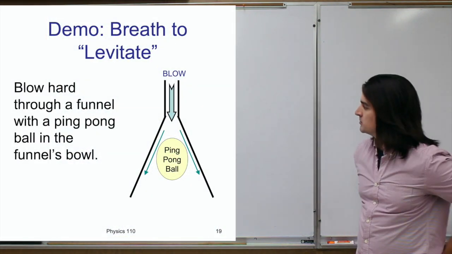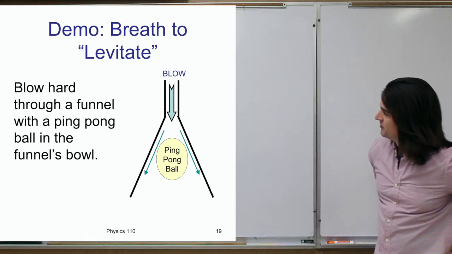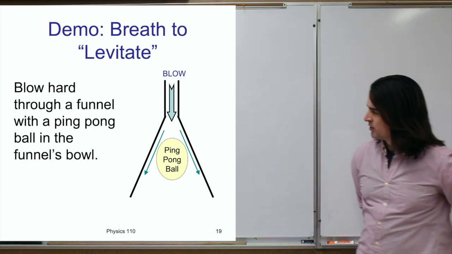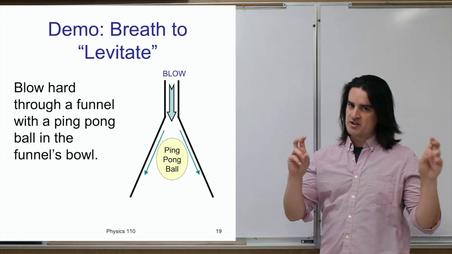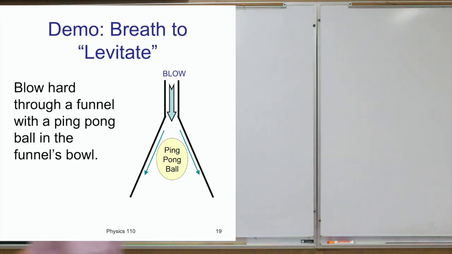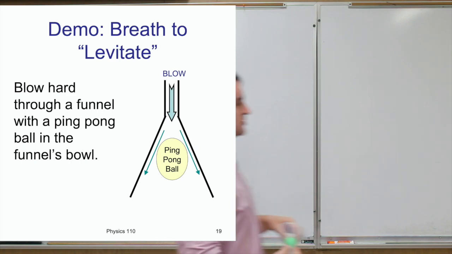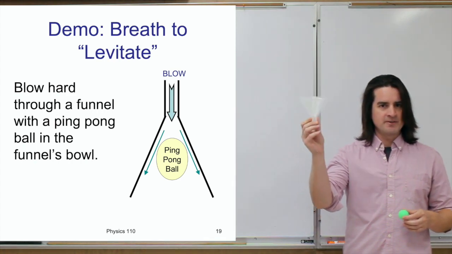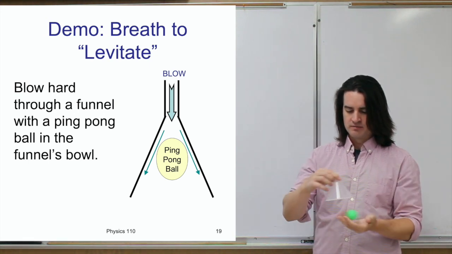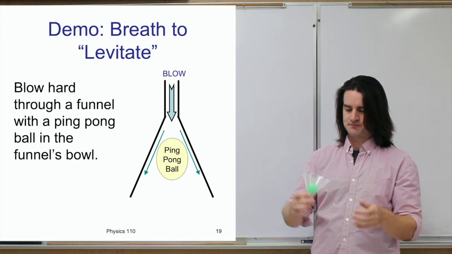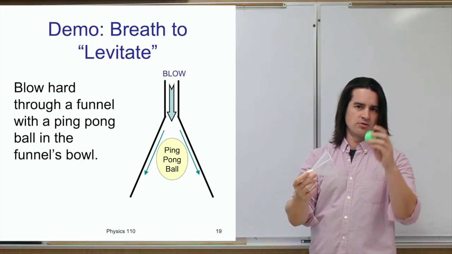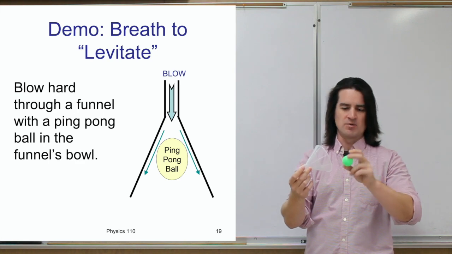Cool. So we could also use this principle, that moving air is lower pressure than still air, in order to levitate an object. Again, it's going to take my breath to do this, so hopefully it's better. All I need for this is some kind of funnel and a ping pong ball. Put the ping pong ball in, flip the funnel over, and it falls out, right? Same amount of pressure above and below the ping pong ball, so the only net effect on it is the force of gravity pushing it down.